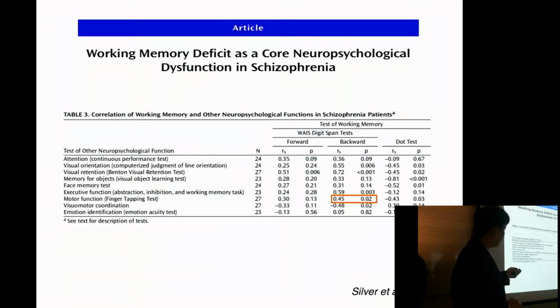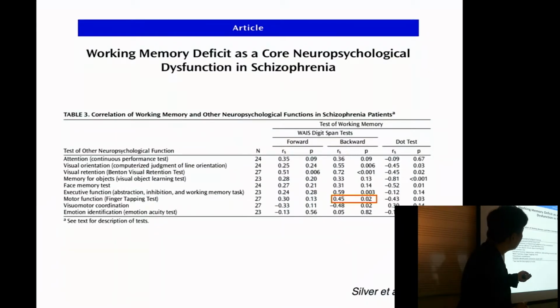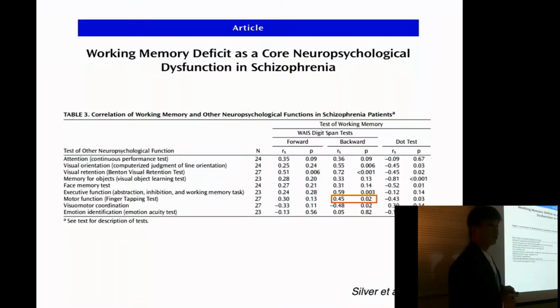And here's a table from one study about working memory deficit in schizophrenic patients. As highlighted by this red box right there, the font size may be a little too small, but the finger tapping task is positively correlated with the backward working memory. So there's significant correlation. And that's pretty much it.